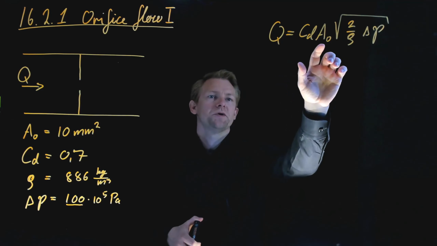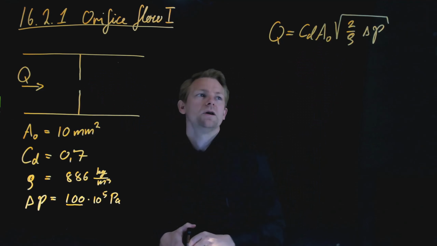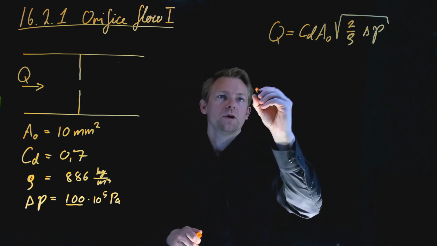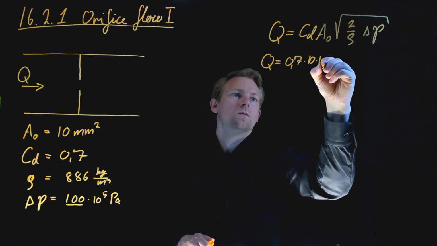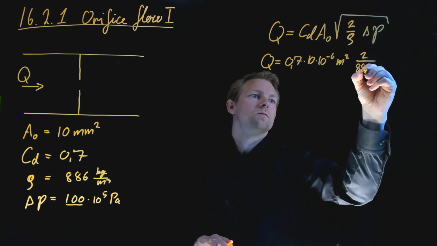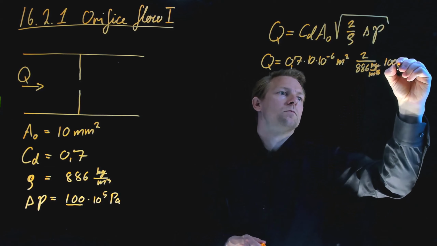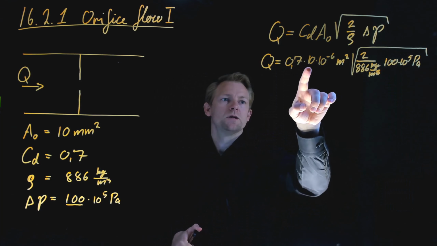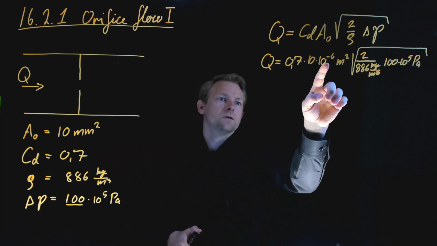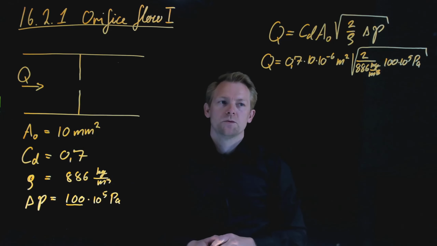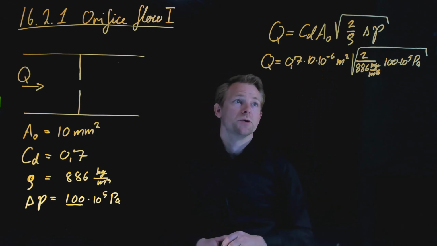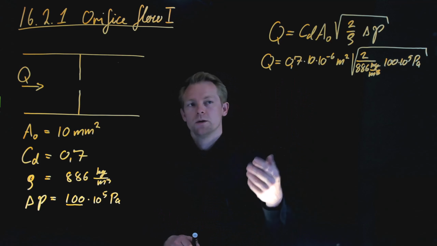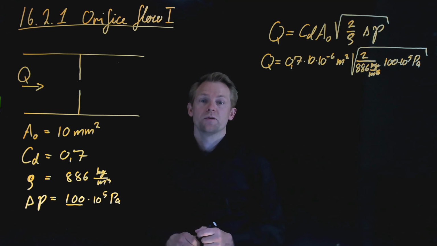So we have the discharge coefficient, the physical opening area that we have in here, the density of the fluid, and the pressure drop. So if we plug in the numbers, you see that I put in here 10, the area, multiplied with 10 to the power of -6, because then I get it into SI units. So when I'm doing my calculations, I want to do all the calculations in SI units, and then I can always give it back into other units if I like that.